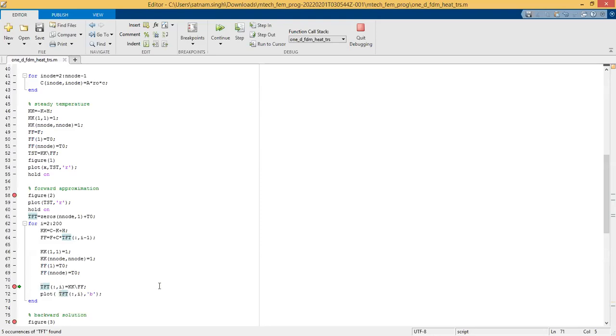So when I execute line number 71, TFT becomes a two-dimensional matrix, 5 rows and 2 columns. And similarly, if I plot this thing, then because there are 2 columns involved, I will be getting 2 curves in the output figure. But since at present all the values happen to be the same, the 2 curves are going to overlap. So that is not going to be actually visible.